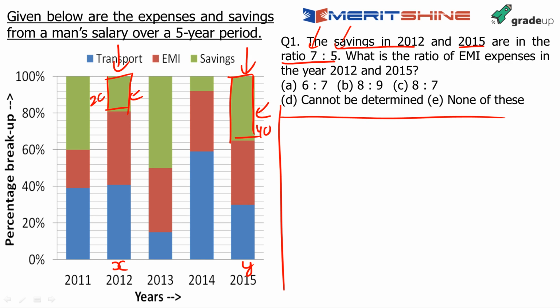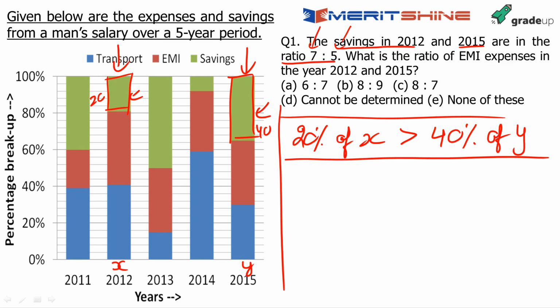So basically what I'm saying is 20% of x, I am again using approximate values because I do not want to waste time counting if it's 19 or 20. 20% of x is greater than 40% of y. I'll ask you at every step. Do you understand this step? 20% of x is greater than 40% of y. Is it okay? Please type a yes. I would understand, I would proceed.